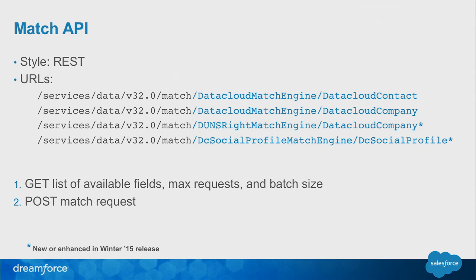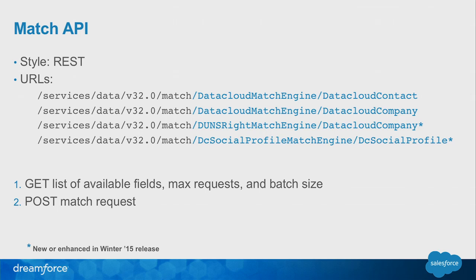So Dun & Bradstreet has their own match algorithm. And what we're actually doing is using their API and match algorithms to expose that, so you can actually use that within Salesforce. So again, we've wrapped that up as an external object. It's exposed as a match API as the DunsRight Match Engine Data Cloud Company.